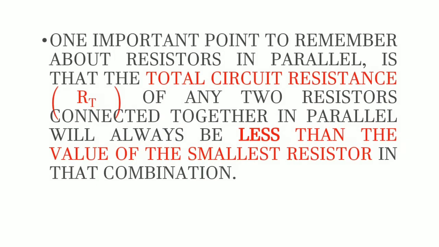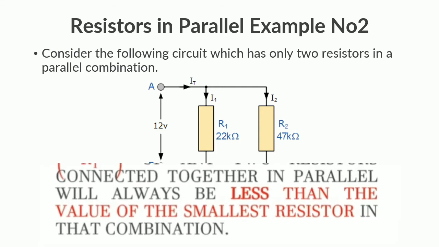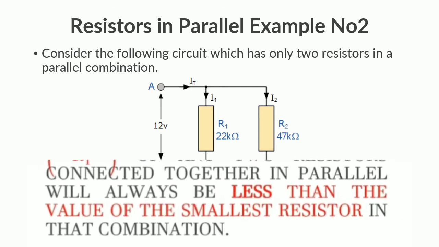Lagi nating tandaan na ang total circuit resistance ay mas mababa sa pinakamaliit na value ng resistor in parallel combination. Okay, let's say meron tayong dalawang resistor dito na 22,000 and 47,000. According to that statement, ang magiging equivalent or total resistance natin is always less than the smallest value ng resistor in parallel.